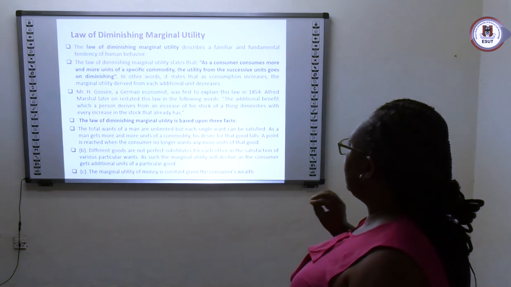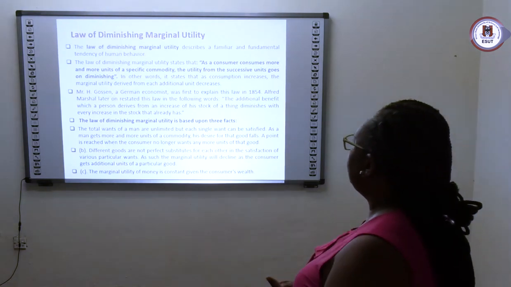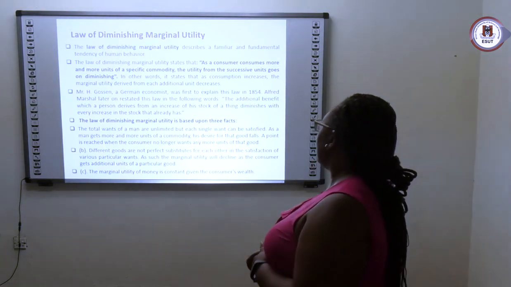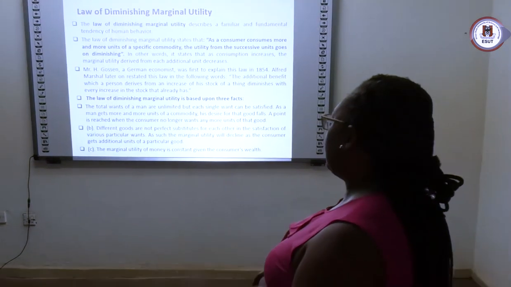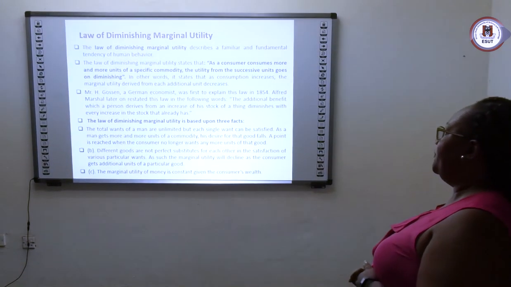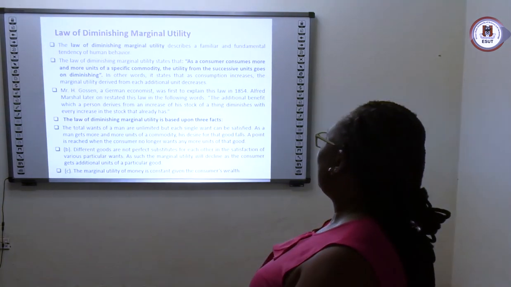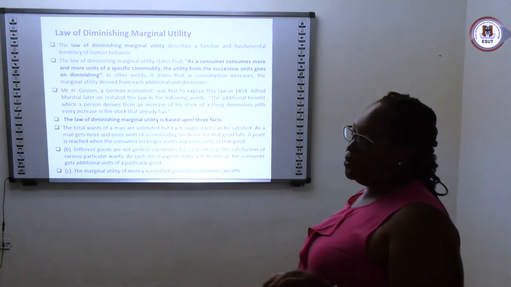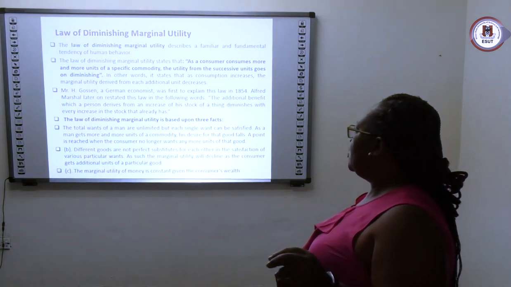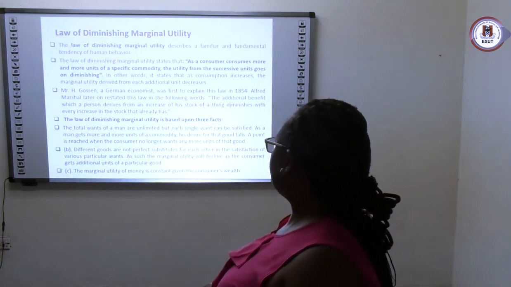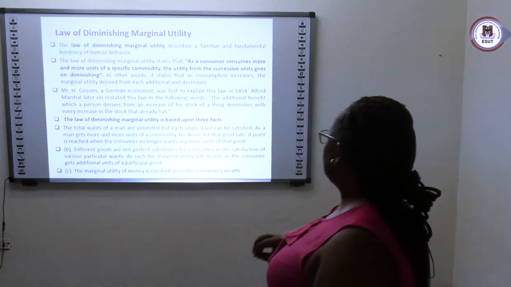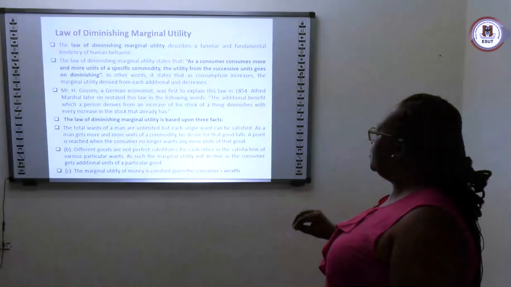Law of diminishing marginal utility. The law of diminishing marginal utility describes a familiar and fundamental tendency of human behavior. The law states that as a consumer consumes more and more products of a specific commodity, the utility from the successive units goes on diminishing.